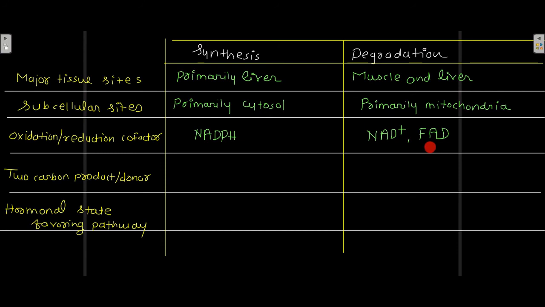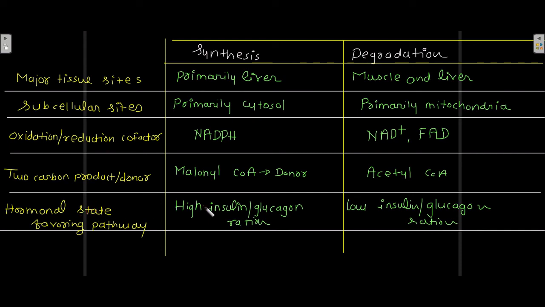NADPH is involved during the synthesis of fatty acid, and NAD+ and FAD are involved during the degradation of fatty acid. So the 2-carbon donor during the synthesis of fatty acid is malonyl coenzyme A, and the 2-carbon product during the degradation of the fatty acid is acetyl coenzyme A. Okay, acetyl coenzyme A is the product of degradation, and malonyl coenzyme A is the donor during the synthesis of fatty acid.